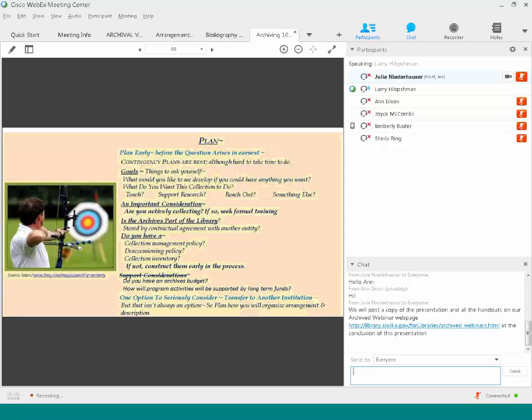Do you have a collection inventory? It's kind of the first place to start in terms of organizing your collection. You really need to know what's there. And as the screen says, if you don't have these things, you should probably try to construct them early in the process. Support considerations. Do you have an archives budget?